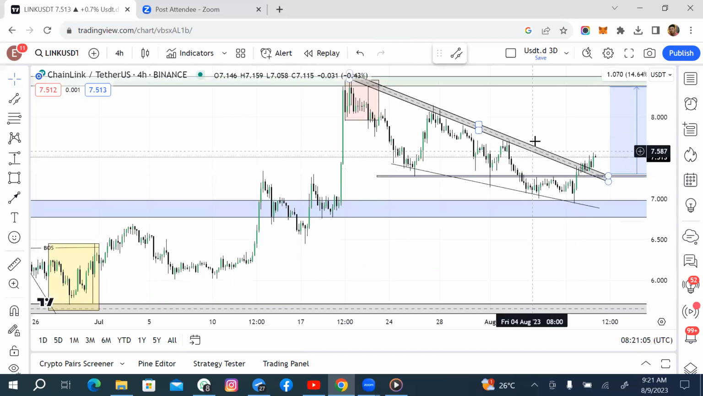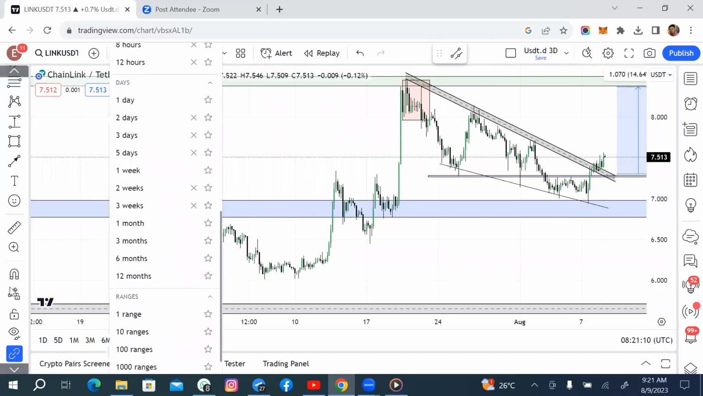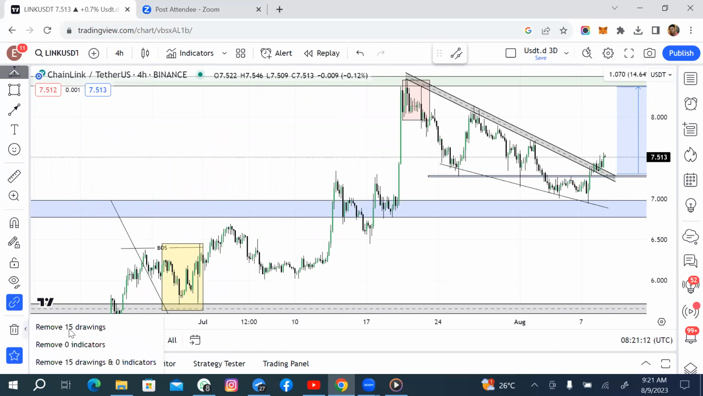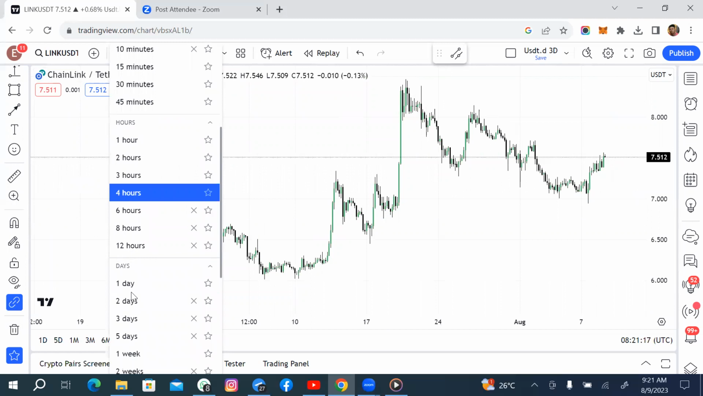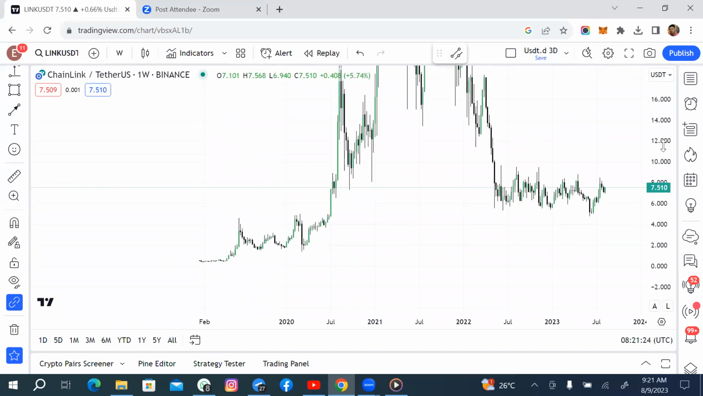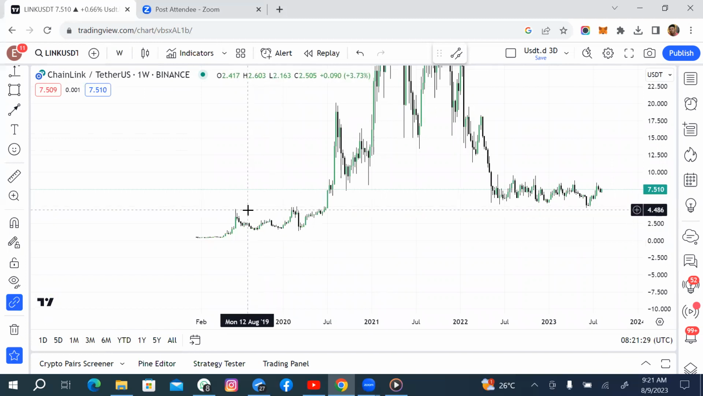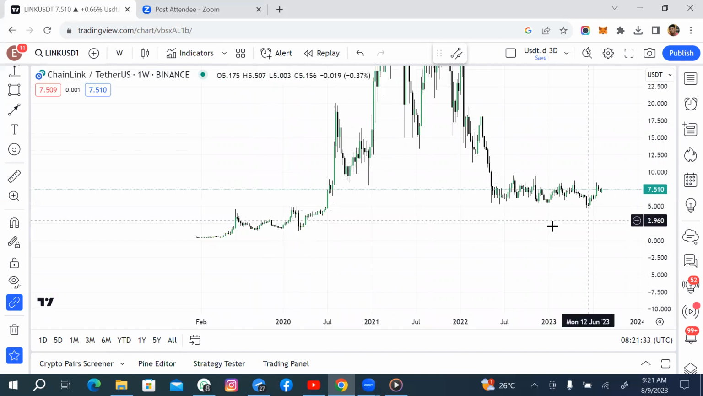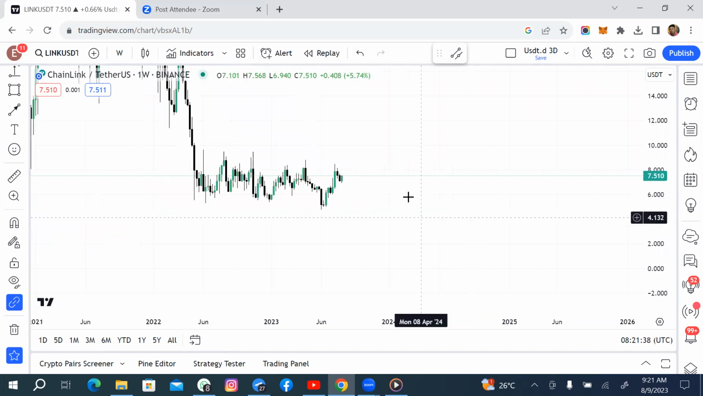Now, this is LINK USDT. I'm going to remove everything that I've done here, put it on the daily time frame, or let's say the weekly time frame. The weekly. I like the weekly time frame a lot. Anybody that knows me very well should know by now that I don't play with the weekly time frame, because that right there has some good gems that can continuously make you some good money.